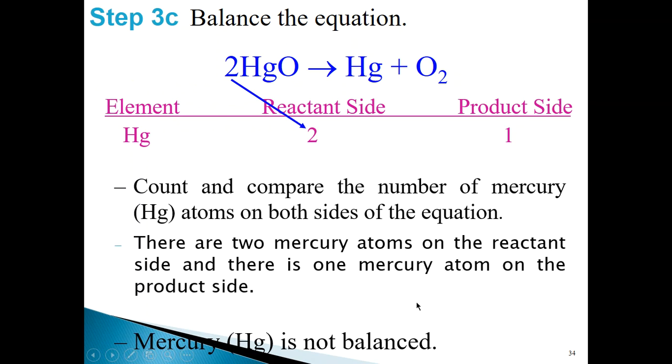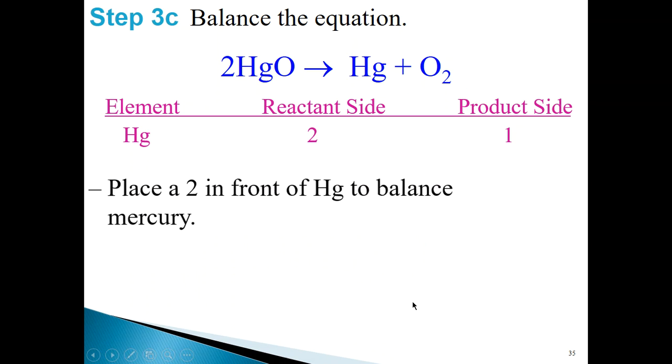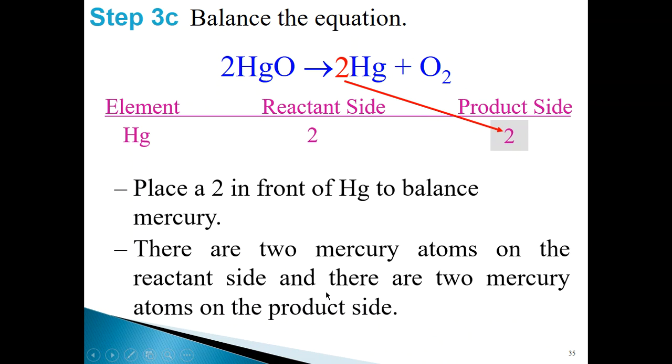So the mercury is not balanced. So what do we do in this case? We basically multiply the mercury here by 2. In other words, we place a coefficient of 2 beside the mercury on the right side, or the product side of the equation, and therefore we have achieved the balance of the mercury atoms.